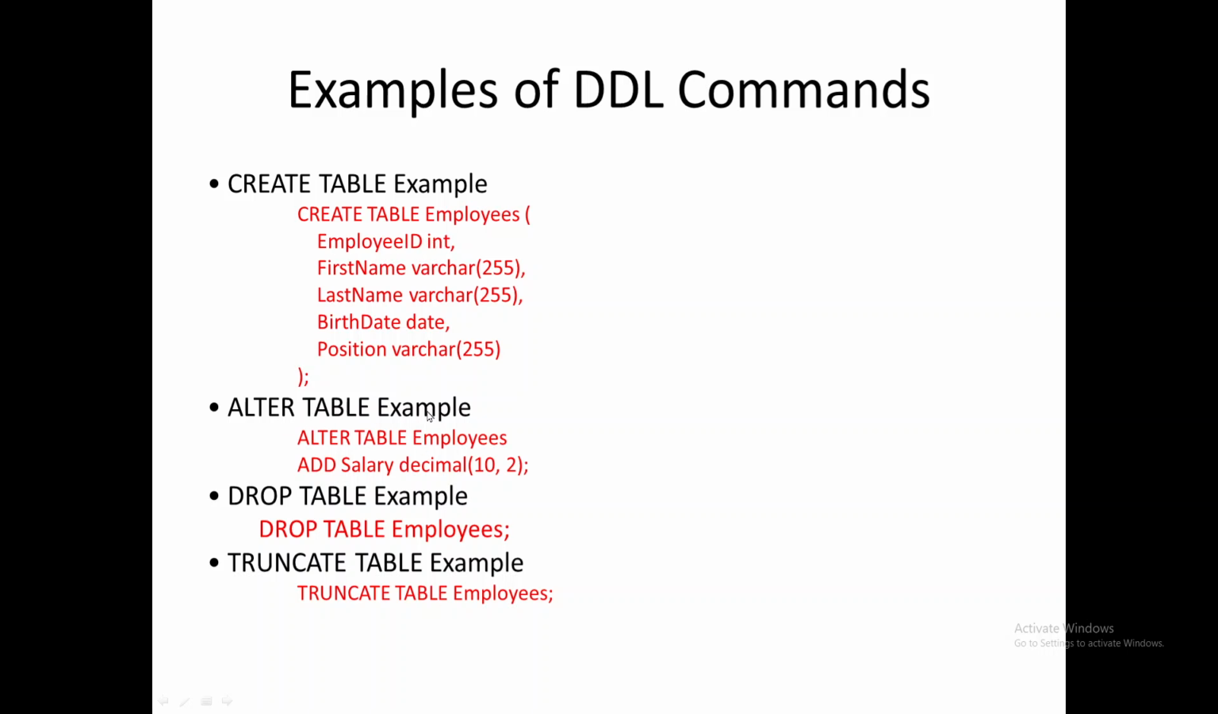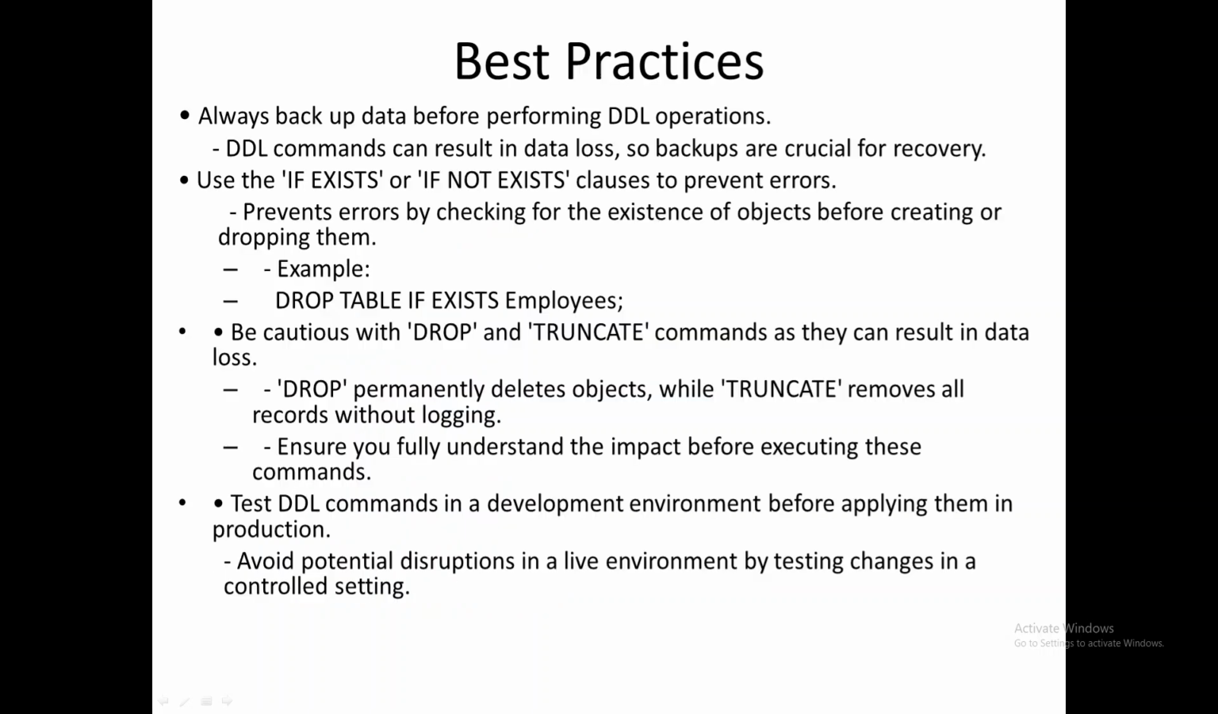Then if you want to alter the table, how would you do that? Then just write alter table employee, then you want to add the column there, so you can just add it like that. Then you want to drop the table, you can use the drop command like this. Then you want to truncate the table, then use truncate table like this. Simple. So what are the different best practices?